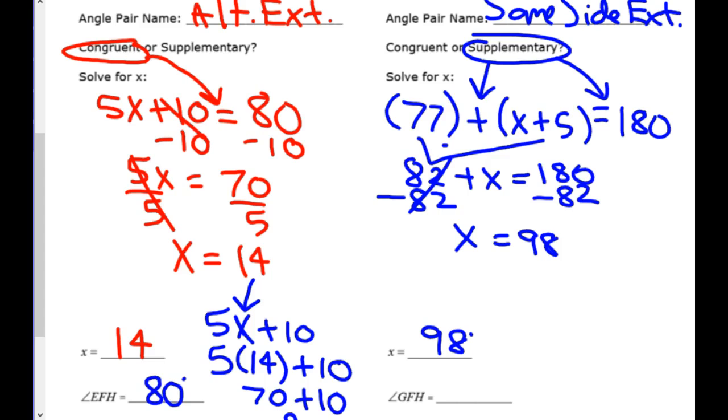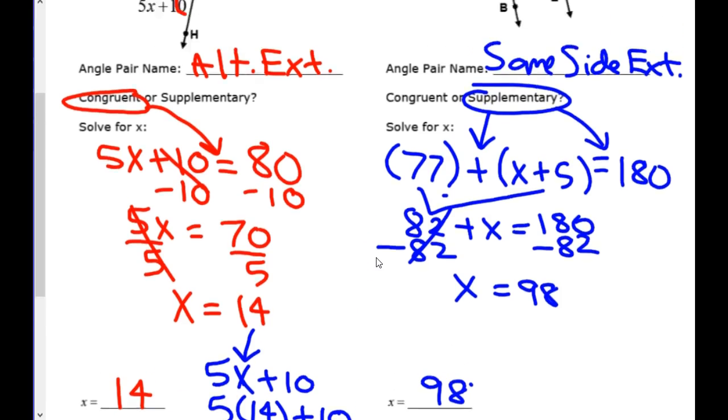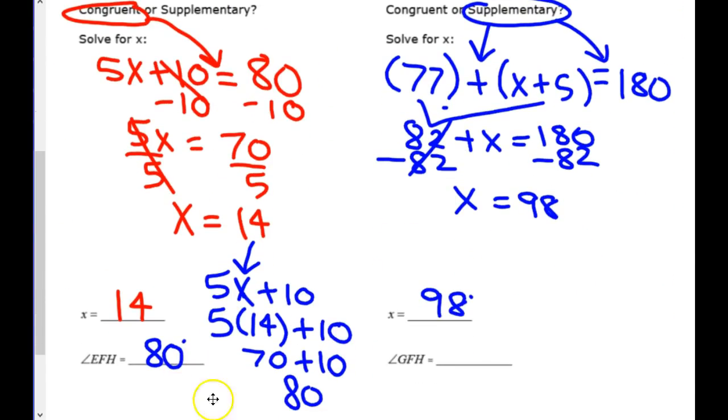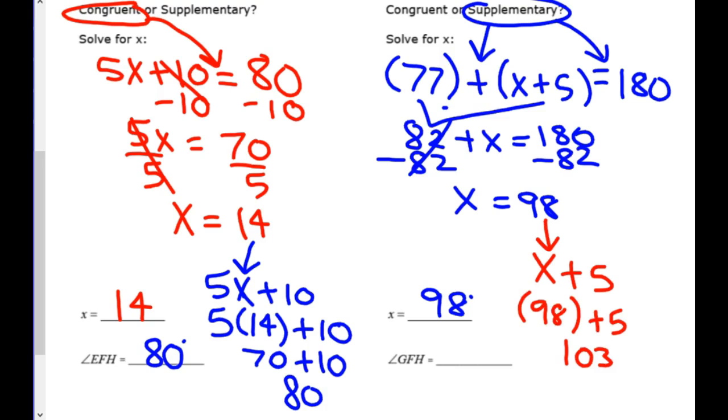Now I need to find GFH. So I'm going to go back up, take a look at what is GFH. GFH is x plus 5. So let's write that down. And just like last time, all we got to do is replace x with whatever x is. So in this case, 98. So 98 plus 5 is 103 degrees.